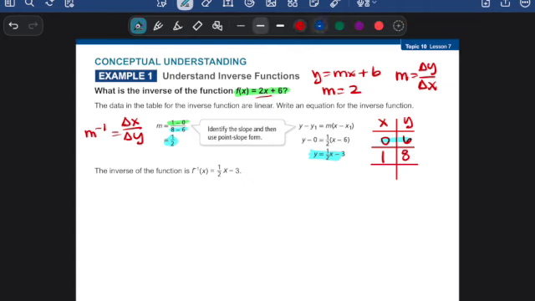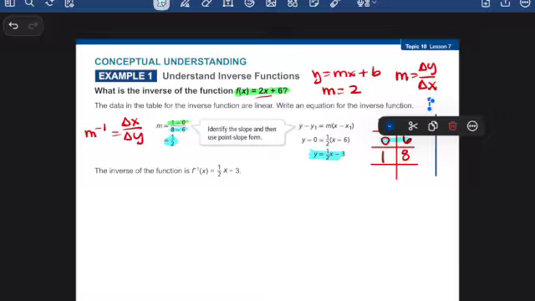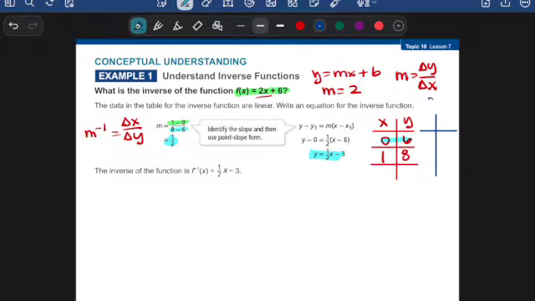It might help if I write the new table again. It was on the previous page, but just in case, this is the f inverse function. We just switched the values.